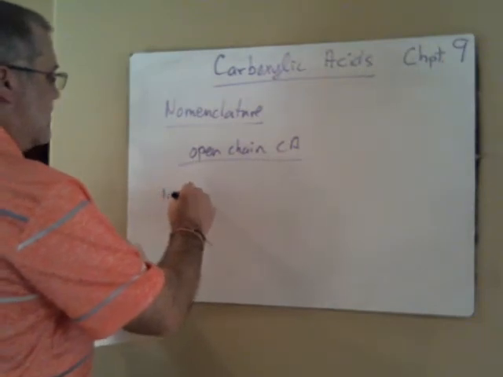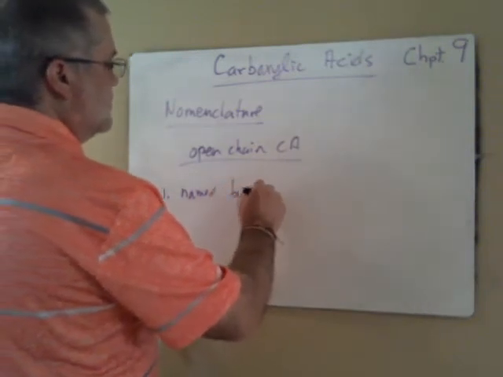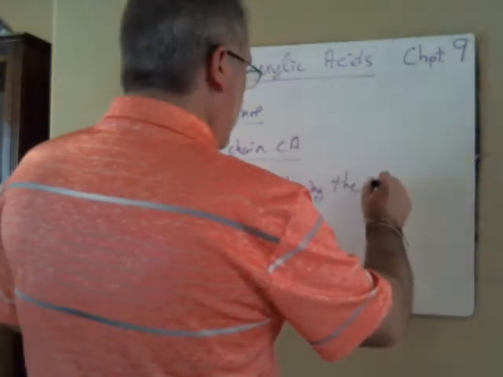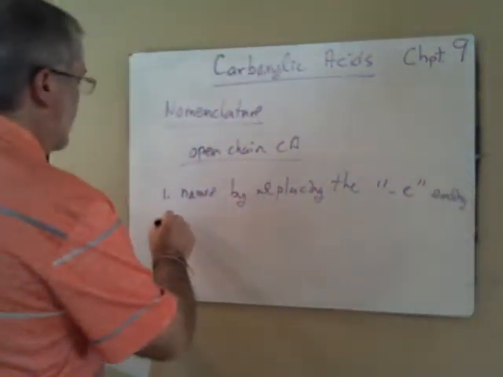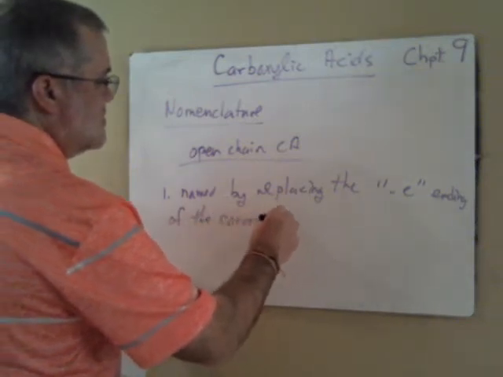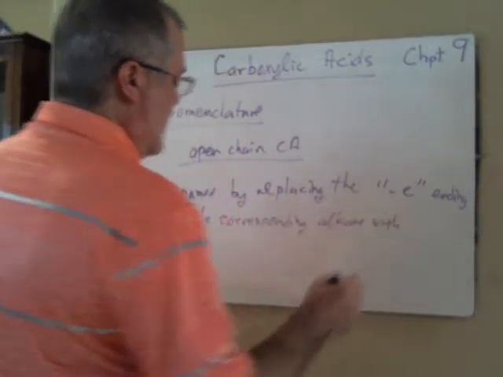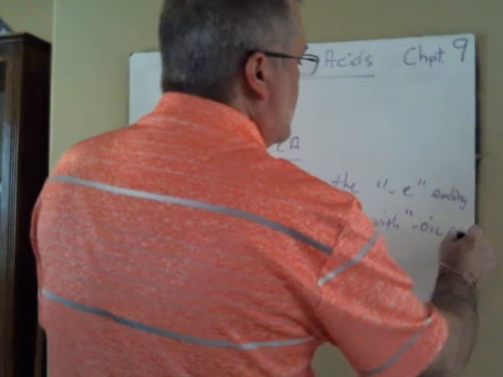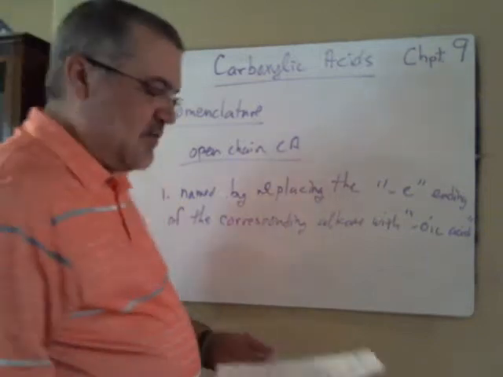Okay, so what you're going to do is it's named by replacing the E ending of the corresponding alkane with, and this is important, oic acid. Those are two words, oic acid. Okay, so again, name derived from the alkane.